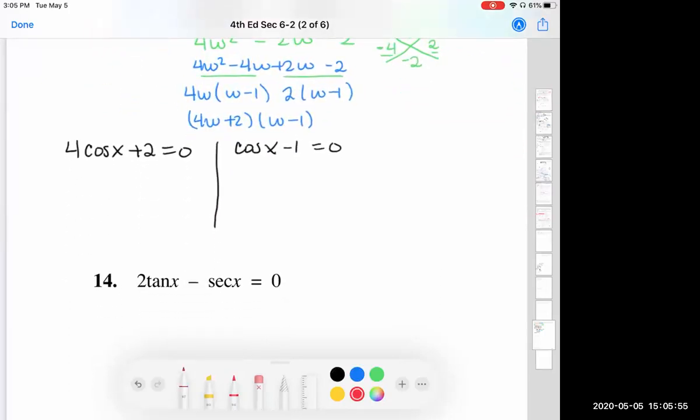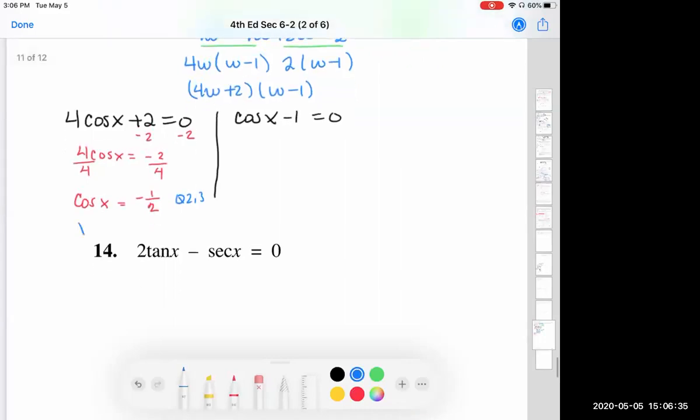Let's solve. So minus 2, 4 cosine of x is equal to negative 2. Divide by 4, divide by 4. Cosine of x is equal to negative 1 over 4, which simplifies to negative 1/2. So when is cosine negative 1/2? Let's take a look at a unit circle. Cosine is negative 1/2 in quadrants 2 and 3. Well, cosine is negative in quadrants 2 and 3.